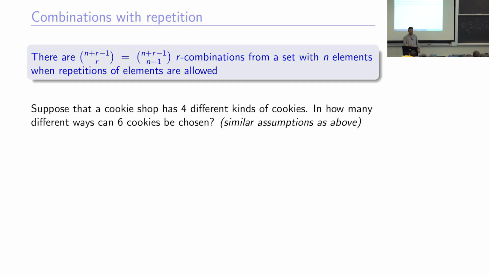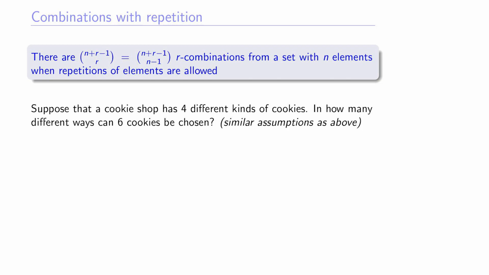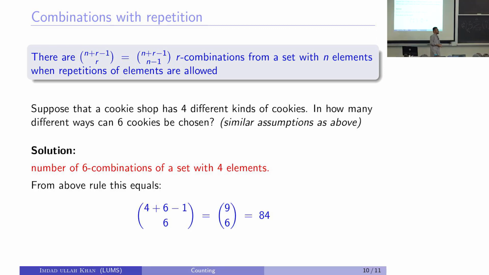I gave you the examples, you can just see this. Here's another example. You have 4 different kinds of cookies. In how many different ways can 6 cookies be chosen, with the same assumption that the order of cookies is not important, just the type is important, and that there are at least 6 cookies of each type available? If you have only 3 apples available, as in the previous example, then that is not a possible choice, right? So you have at least 6 of each available.